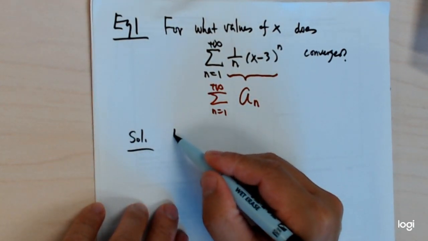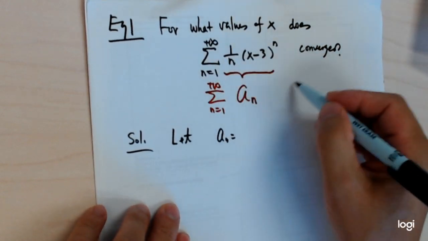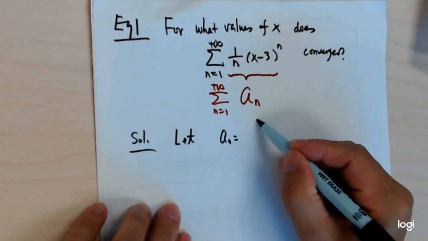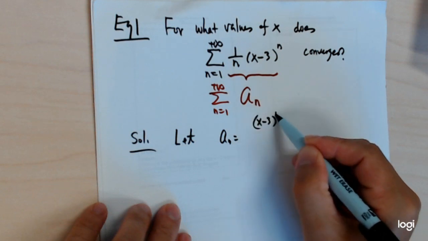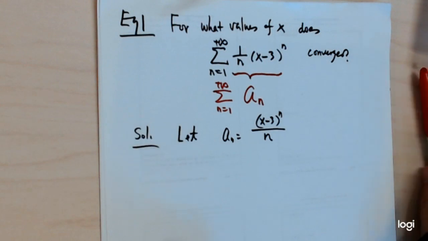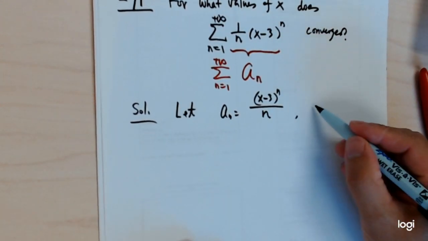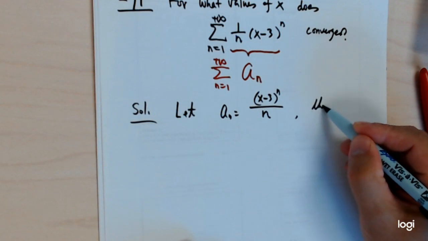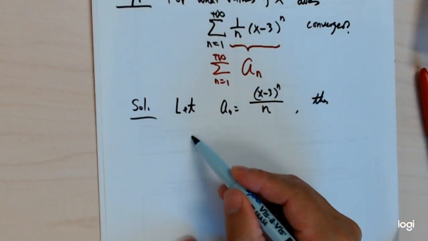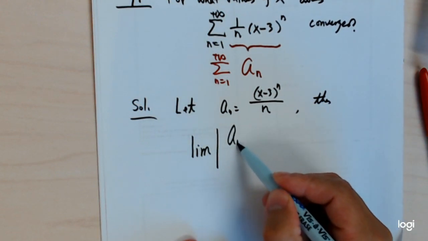The standard start is to let a sub n be this whole chunk, and I rewrite it into this form. So that's my a sub n. Let's recall the ratio test. The ratio test says you need to calculate the limit of this ratio. This is something you want to memorize.